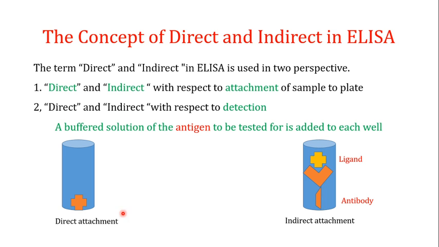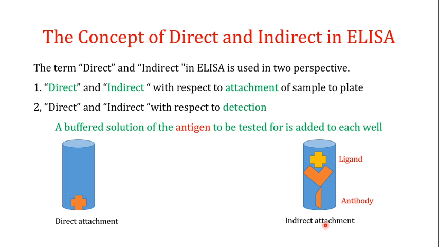When we talk about the direct attachment, indirect attachment, what you do is that a buffered solution of the antigen to be tested is added to the well. And when you add that to the well, that antigen is going to directly interact with the surface of the microtiter plate. So if you can see over here, if this is the well of a microtiter plate, the buffered solution of the antigen that you are testing is directly interacting with the microtiter plate. Therefore, it is called the direct attachment.